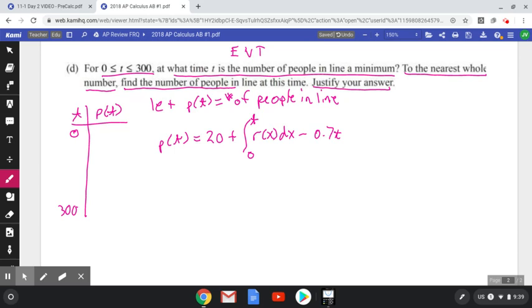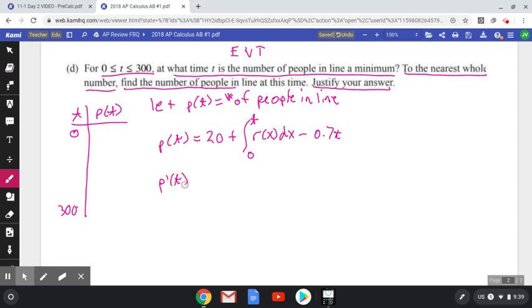What we need to do here actually is we want to use our knowledge of the derivative. So we're going to take the derivative here and actually set the derivative equal to 0, and that'll give us possible values of t where there could be a minimum or even a maximum for that matter. So the EVT says you need to investigate the endpoints, those t values of 0 and 300, and any value for t that causes the first derivative to be 0 or makes it undefined.